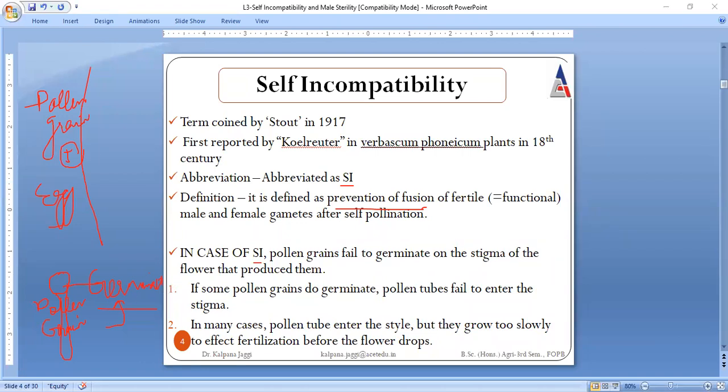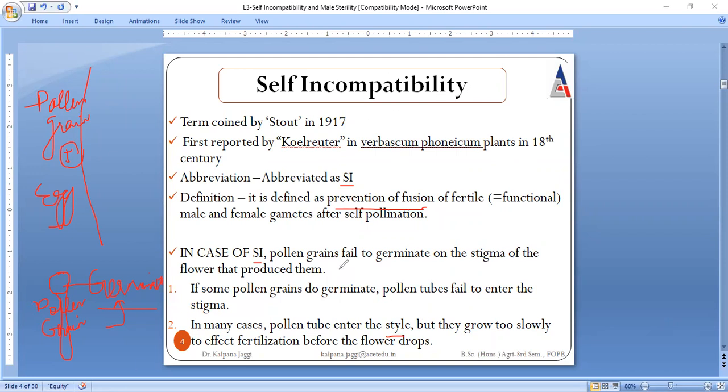Now we will discuss another case. In the other case, the pollen grain is germinating, and earlier the pollen tube was not capable of entering the stigma, but now the pollen tube is capable of entering the stigma and it reaches the style. But the growth of the pollen tube is so slow that by the time it reaches the egg, the flower drops. That means there is no more presence of the flower, right? So this is also a reason behind self-incompatibility.